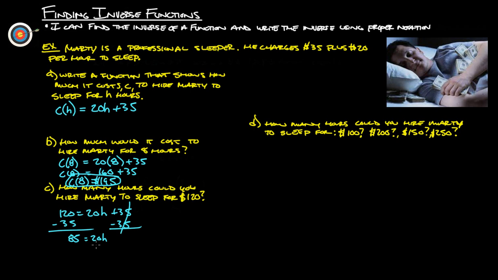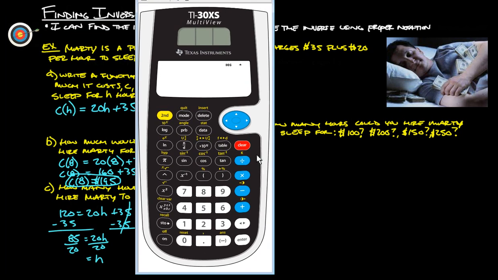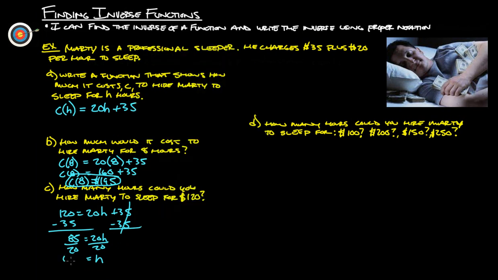Yeah, so 85, and then divide both sides by 20, and we get that hours is going to be, what, let's see, 85, we'll just plug it in, just to make sure we're good. Pretty sure that's like 4 1/4, but 85, not 80, divided by 20 gives us 4 1/4. So $120 will get him to sleep for 4.25 hours. That's how much he's going to charge to sleep. It's going to be $120.